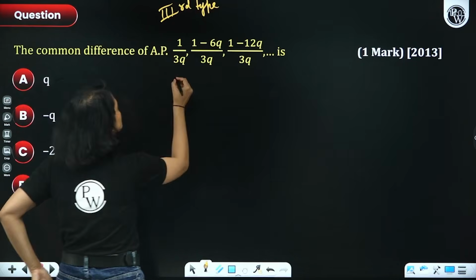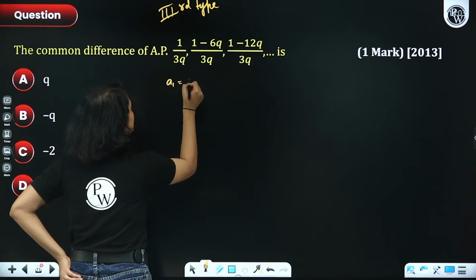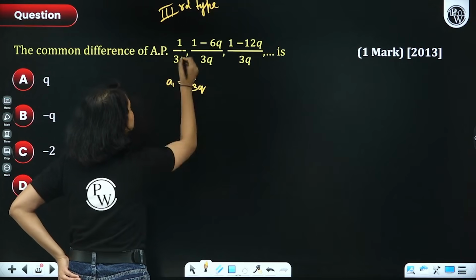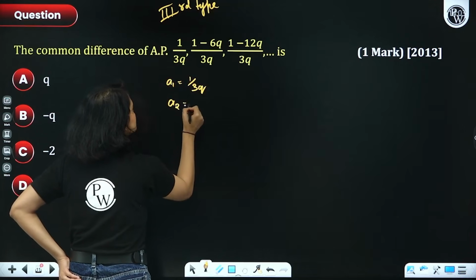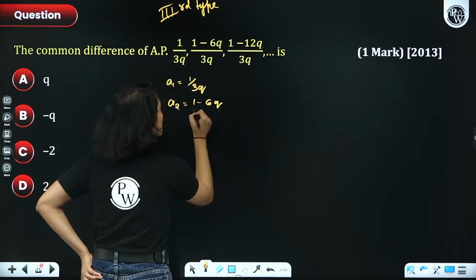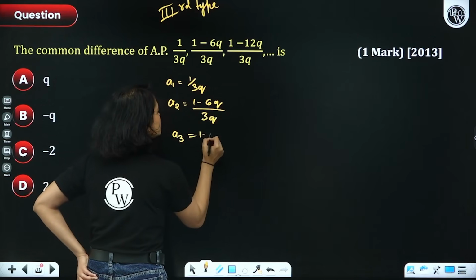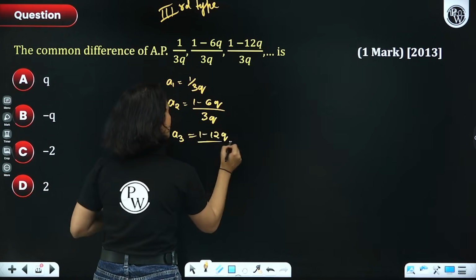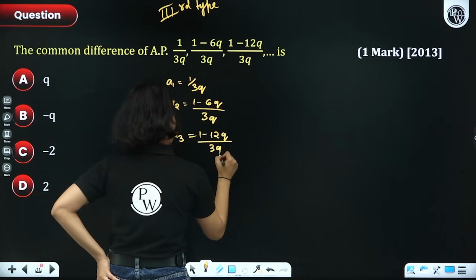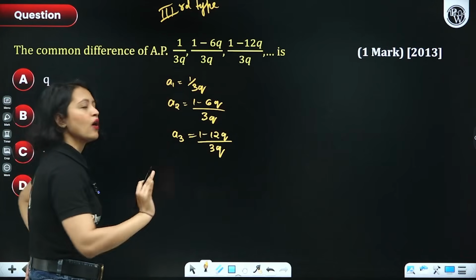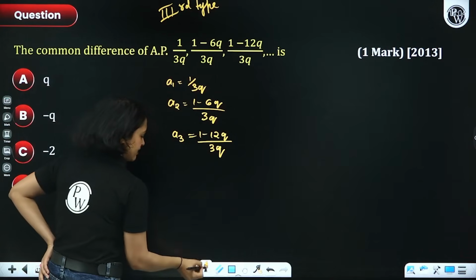Chalo ji. So here A1 is what? I'll just write it down for you. A1 is 1 over 3q. A2 is 1 minus 6q over 3q. A3 is equal to 1 minus 12q over 3q. Right, everyone? Okay. Now, let's do A2 minus A1 really fast.